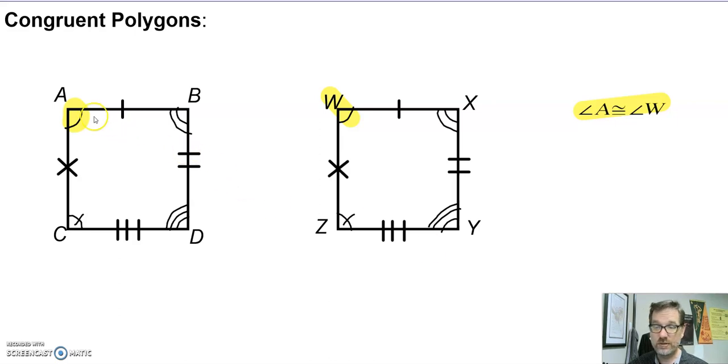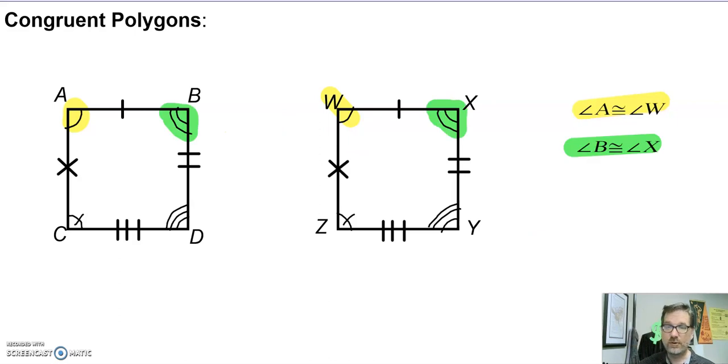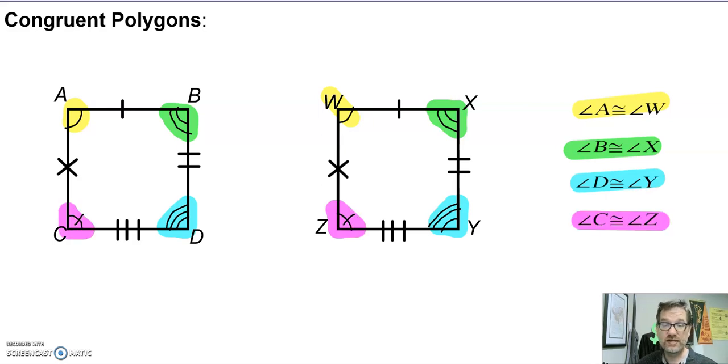So A is congruent to W. They both have one tick mark. B is congruent to X. They both have 2 tick marks. D is congruent to Y, and C is congruent to Z. So when all the sides are congruent to all the sides, and all the angles are congruent to all the angles, and they line up, then these polygons are congruent. These polygons are exactly the same. Left is the same as right.